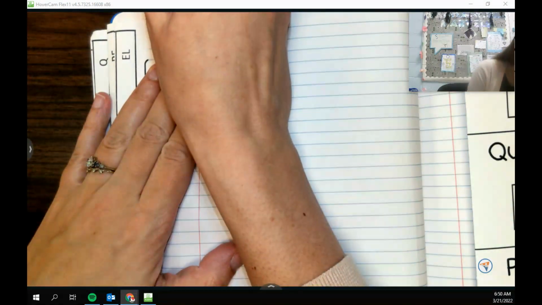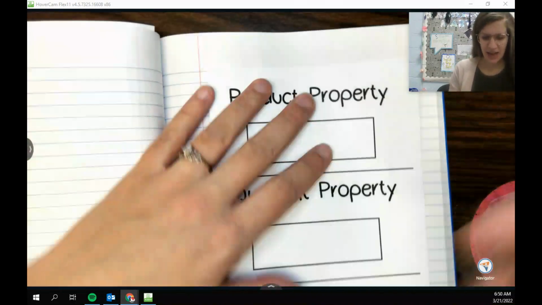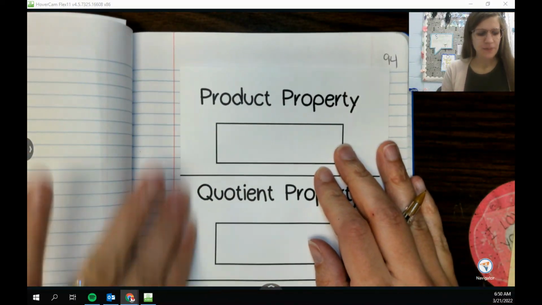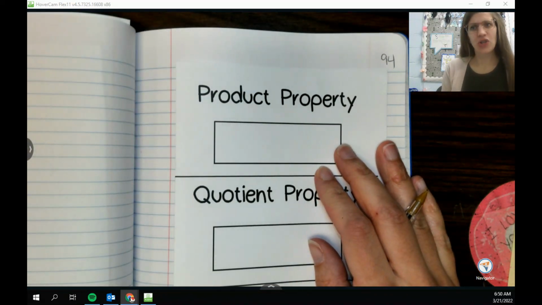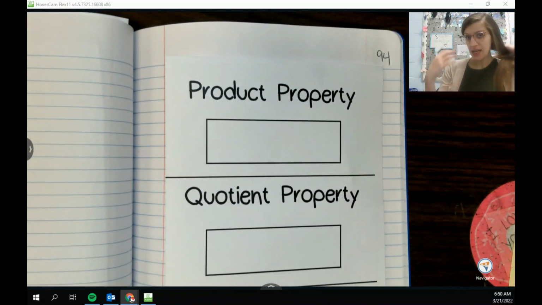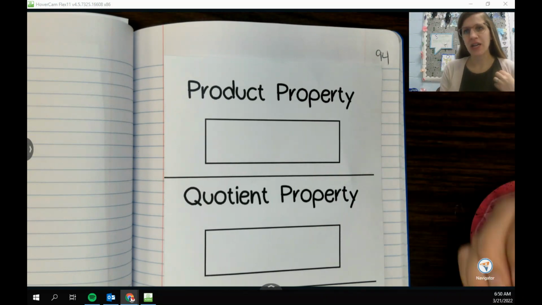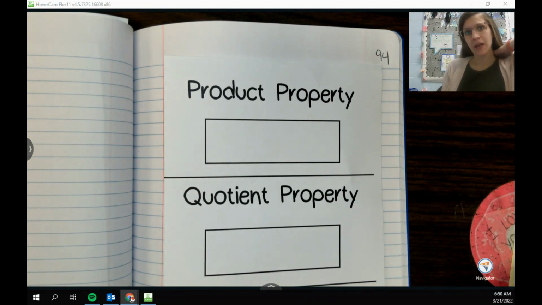So we got 93 and 94, and we're going to start on this one here. So I really think you should do that math lab that is attached with this. I think it'll help you to understand these properties a little bit better.